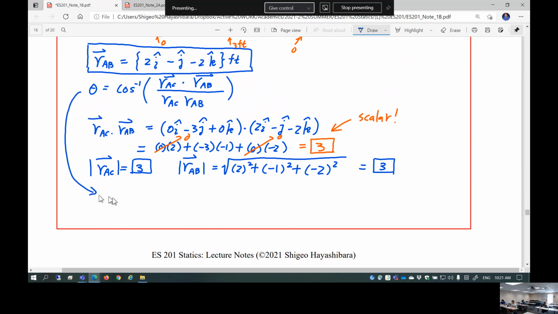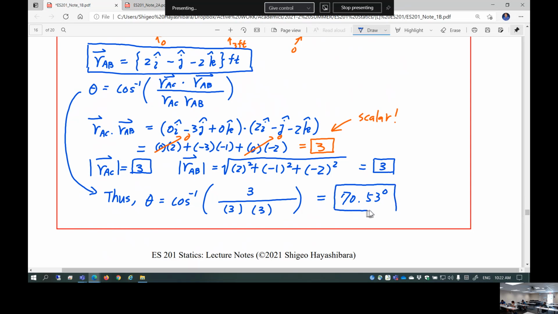Therefore, let's plug that in. Theta is equal to inverse cosine. The dot product resulted in 3. The magnitude of RAC is 3. The magnitude of RAB is 3. So 3 divided by 9. Take an inverse cosine. What's the angle? 70.53. Any confirmation? Good. Looks like this is the angle. Do you have any question here?